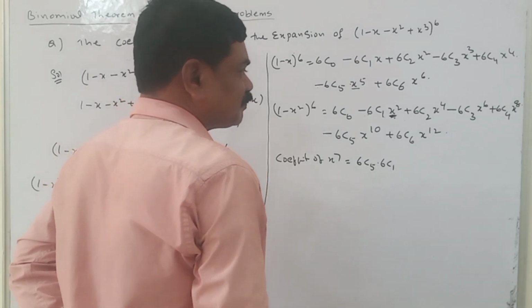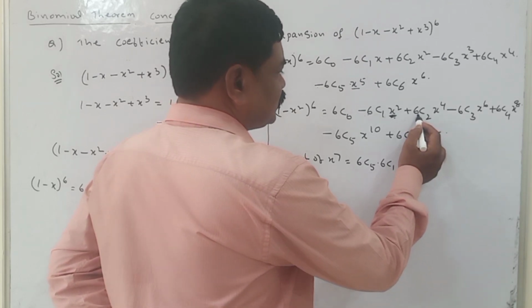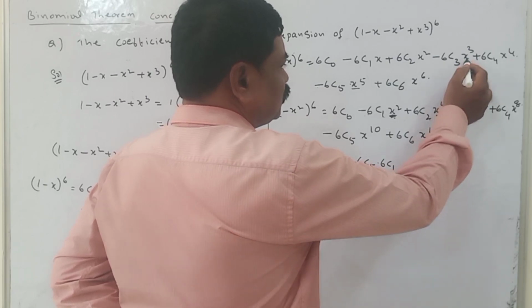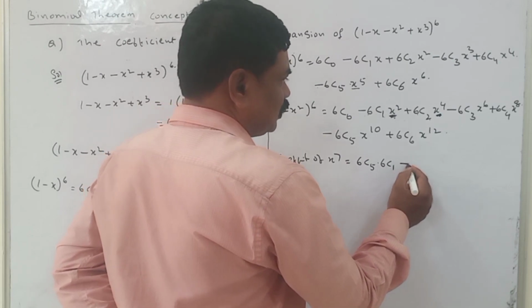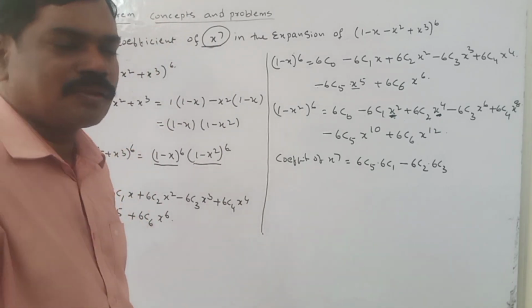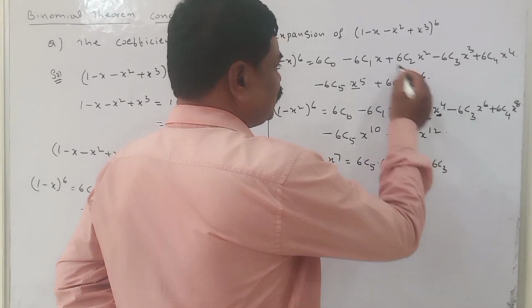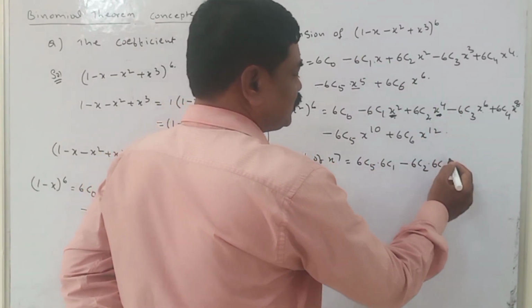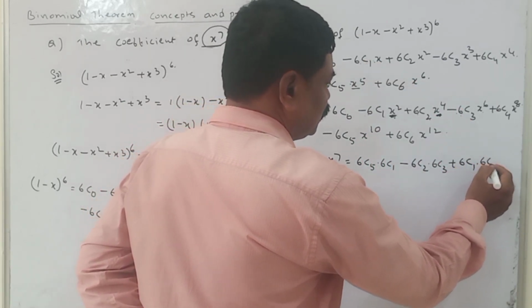Okay, next you can multiply this x power 4 into x cube. These two you can multiply. You will get the x power 7, this is minus 6C2 into 6C3. Next, this x power 6 multiplied with x, you will get x power 7, minus into minus is plus, this is 6C1 into 6C3.